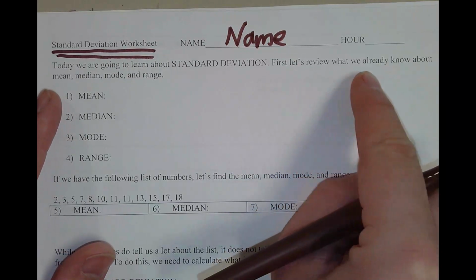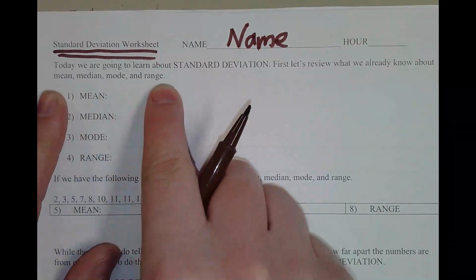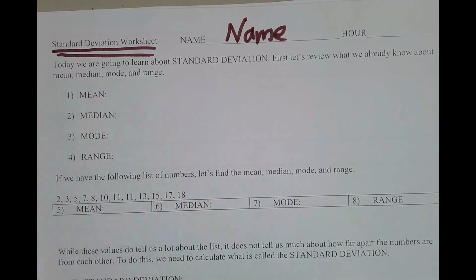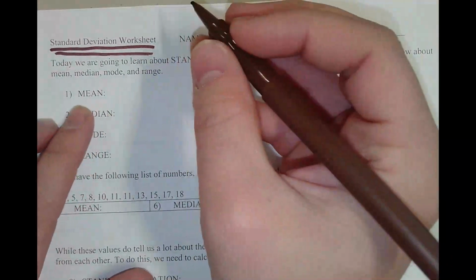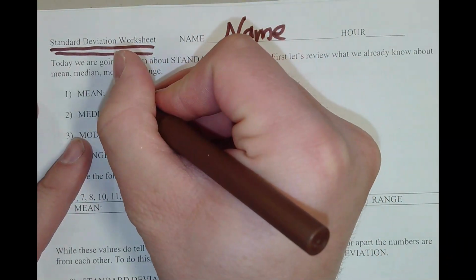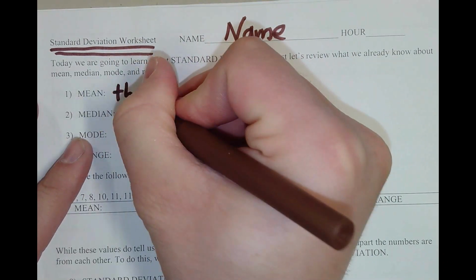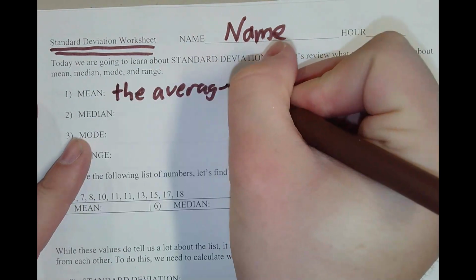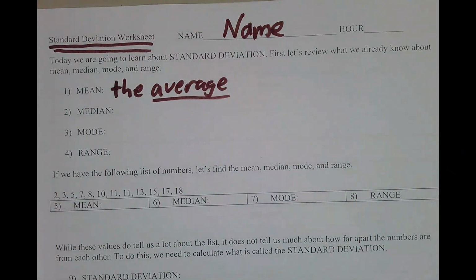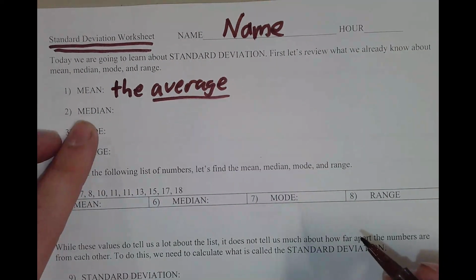First, let's review what we already know about mean, median, mode, and range. Okay, what do you remember about the word mean? Mean doesn't mean you're so mean. It's kind of strange to say that, right? It's basically the average. It's the average number in a data set. So the average of a set of numbers would be the mean.